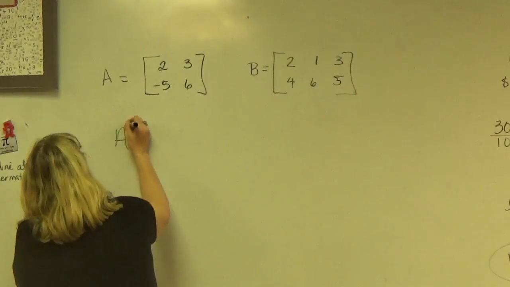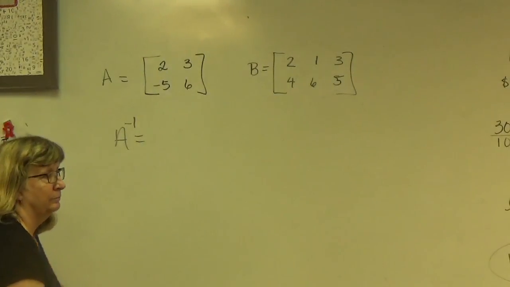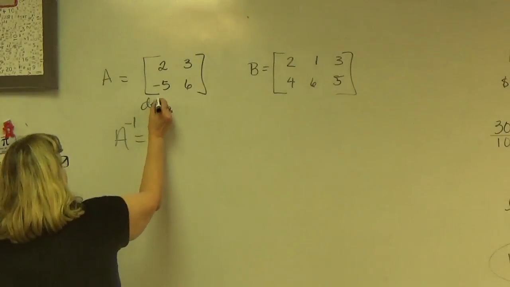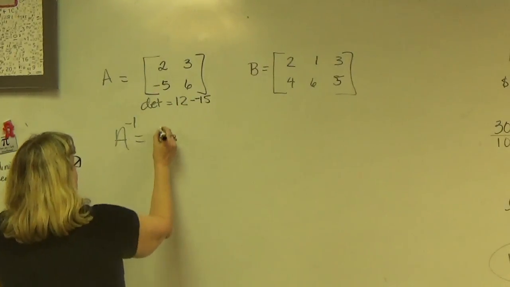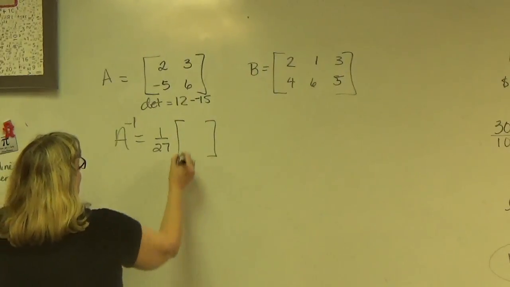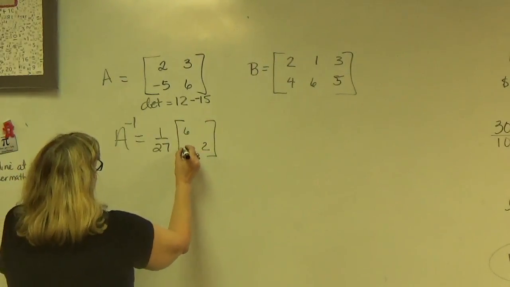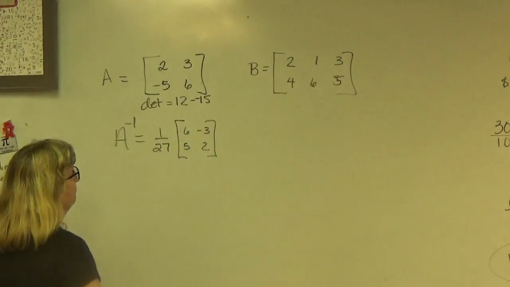Okay. I want to find the inverse matrix. What do I do to find the inverse matrix? You just, the determinant. Determinant. Yeah. So it'd be 12, subtract a negative 15. 1 over 27, and then switch and change signs. Switch those two and change the signs. Is everybody good on the inverse? Oh, yeah. Yeah.